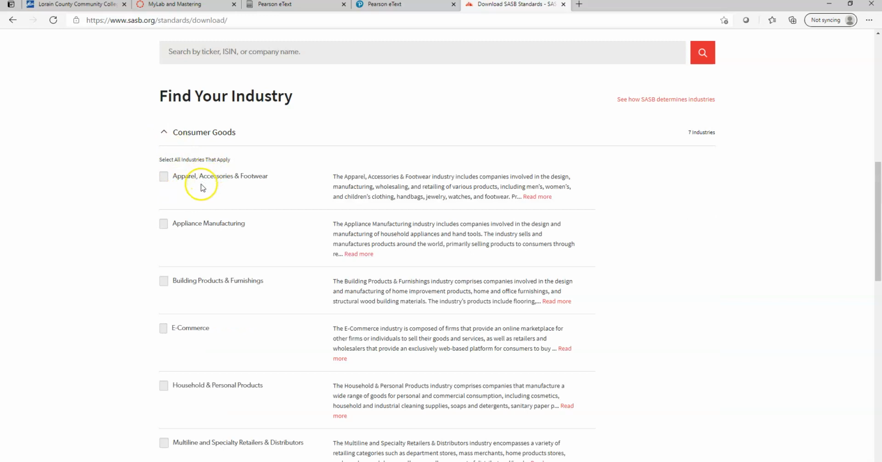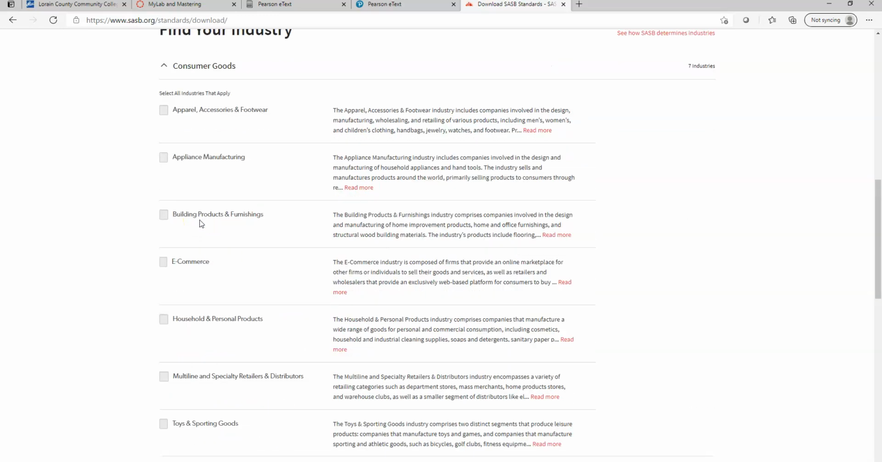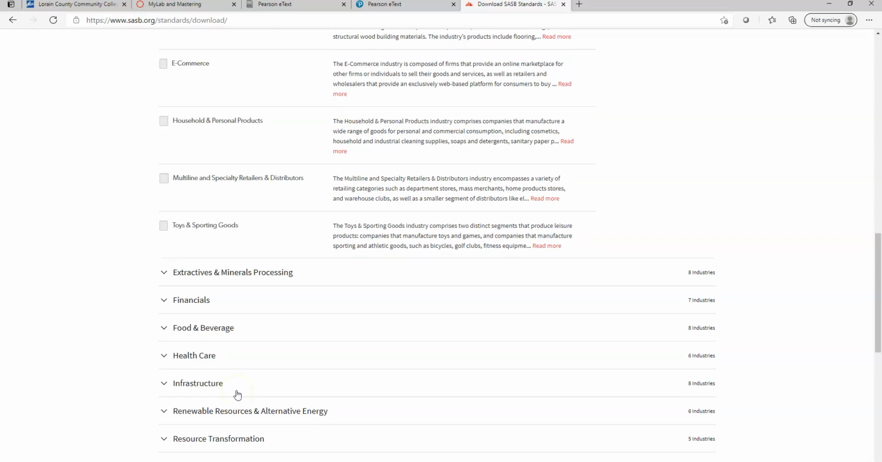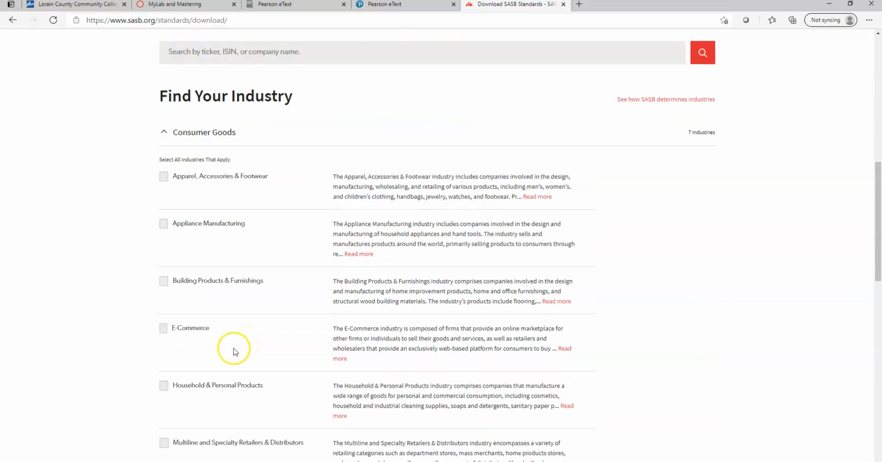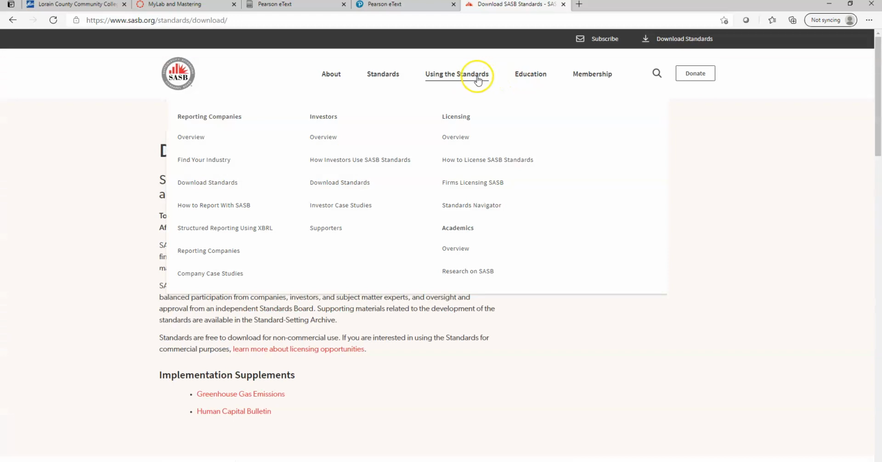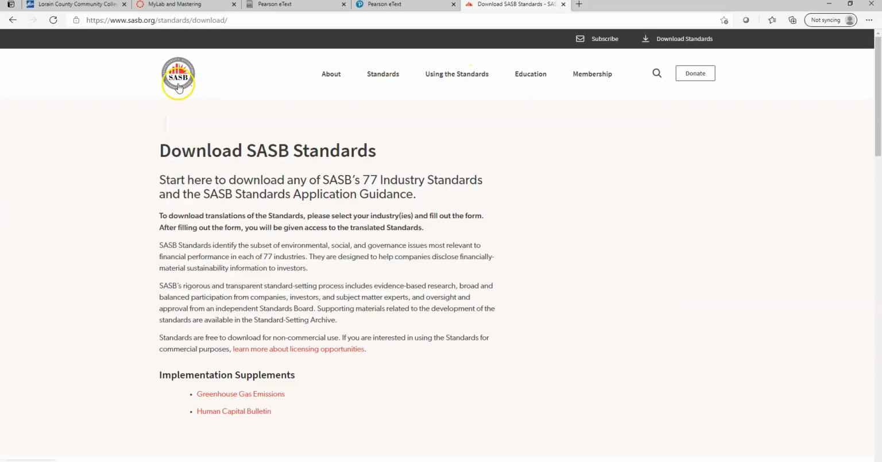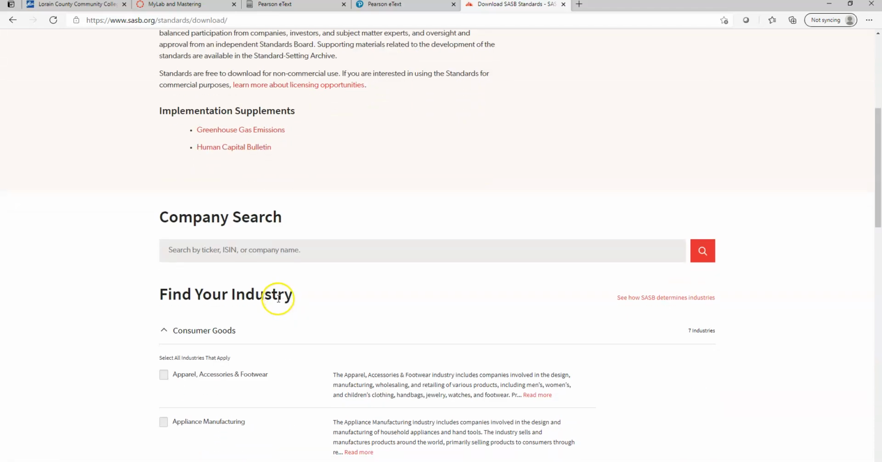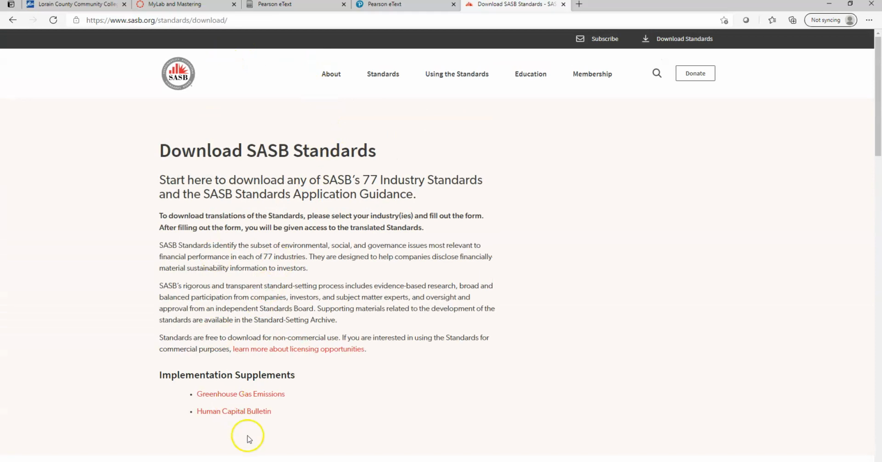Then we can further narrow that down to different types of consumer goods, whether it's appliance manufacturing, e-commerce, building products and furnishings, toys and sporting goods, and so forth, and find out what the standards are for that particular industry. I just thought I'd show that to you. I would encourage you to go there and really look at the website, take some time, play around with it, look at different industries or different areas of commerce that you find appealing and interesting, and take a look at that.